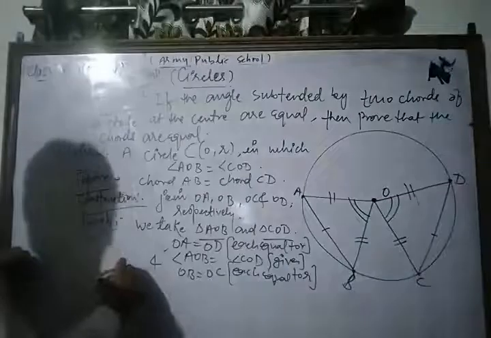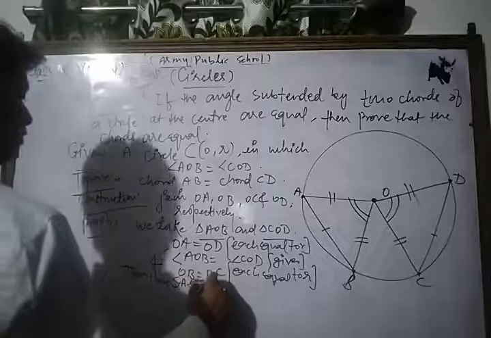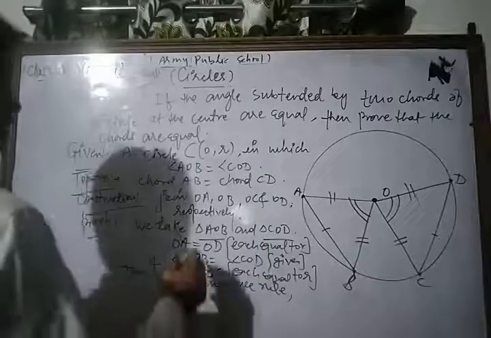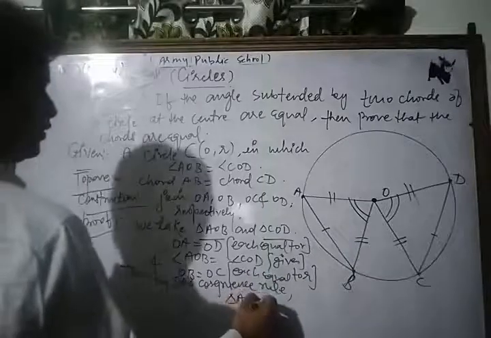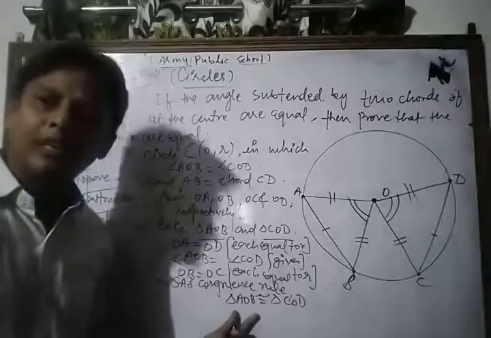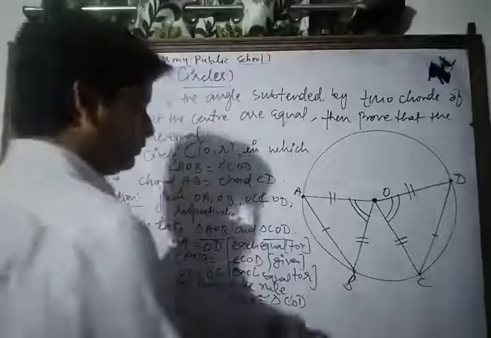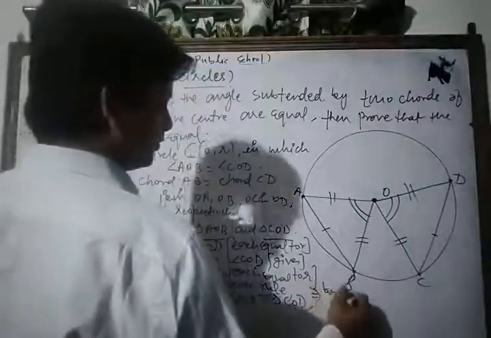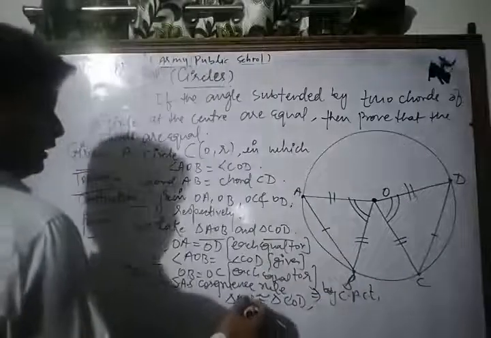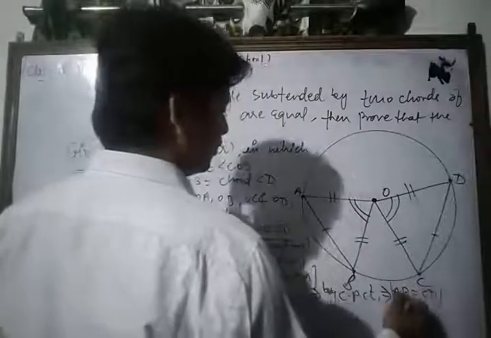Thus, by SAS congruence rule, triangle AOB is congruent to triangle COD. We have to show that triangle AOB is congruent to triangle what? COD. Thus by CPCT, AB is equal to CD. Chord AB is equal to CD.